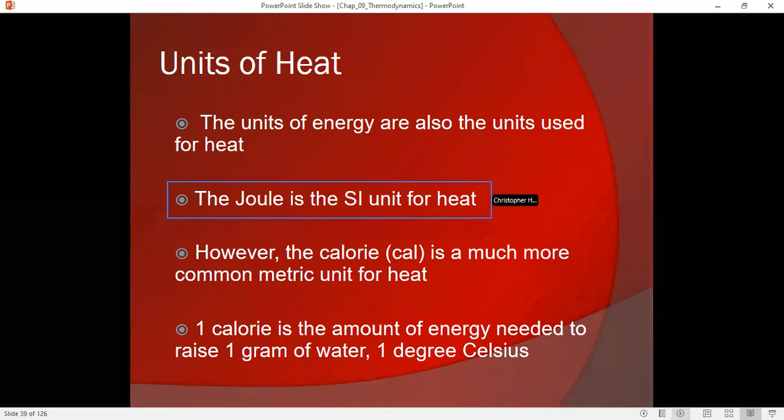Oftentimes, we do use the thermometric calorie, or sometimes we call it the thermochemical calorie or the metric calorie. And that is 4.186 joules. And it's based on the specific heat of water. So basically, if you want to heat 1 gram of water by 1 degree Celsius, it will take 1 calorie or 4.186 joules.